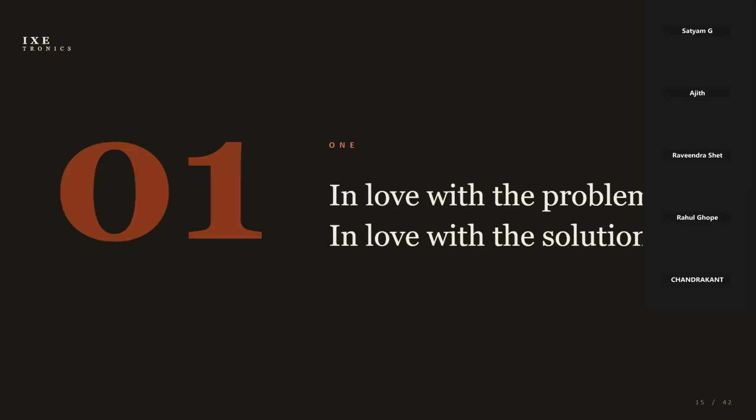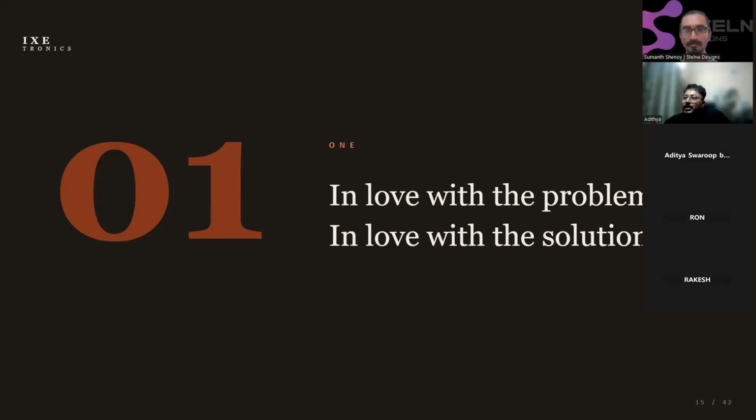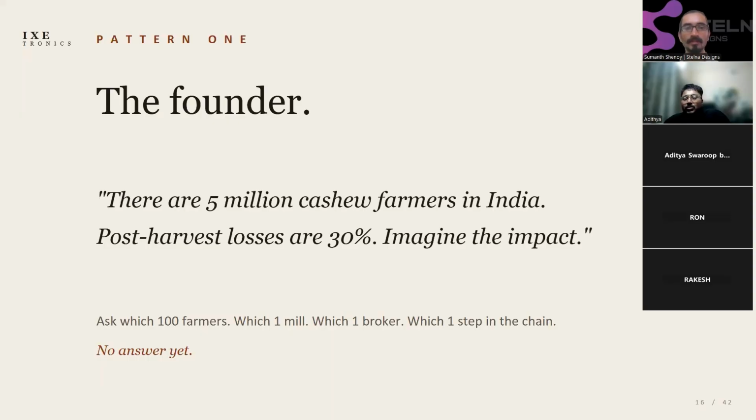So the first one is called in love with the problem, in love with the solution. This is a typical problem that you will face if you are designing anything, be it agri products or non-agri products. You will try to fall into one of these buckets even if you don't want to. So I'll just discuss this. What is this: in love with the problem, in love with the solution?